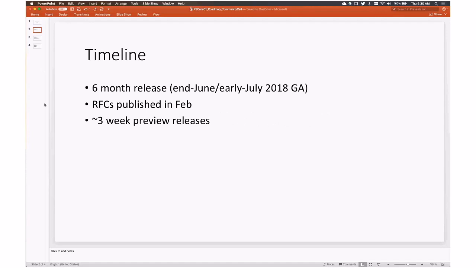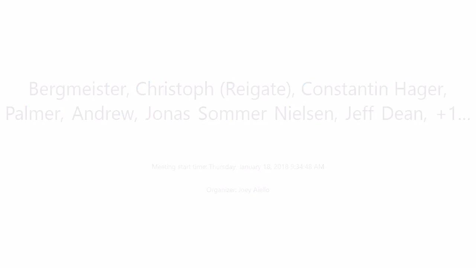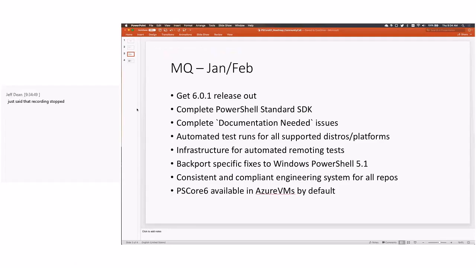So timeline. We want to start having a regular 6-month release cadence. That means that 6.1 should be coming out around the end of June, early July timeframe with the GA. And we'll have preview 1s, preview 2s, whatever, starting 3 weeks from now. Or even from PowerShell Core to Windows PowerShell. A lot of that is ad hoc, and we want to get that automated.